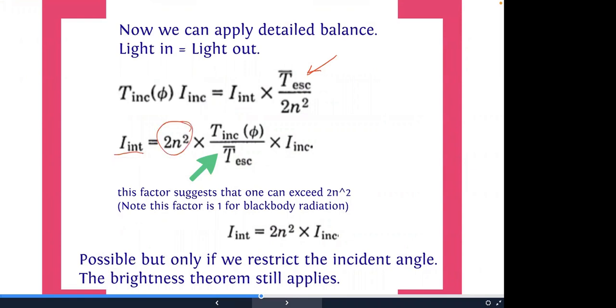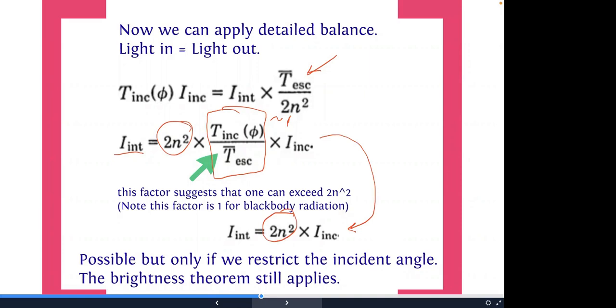Now we're going to assume that this term here is approximately equal to 1, which means the probabilities that light transmits through an interface in one direction or the other direction are equal. That's not always true, but it's approximately true. For black body radiation, you can show that it's actually true. So if you set that to 1, you get a relatively simple expression that your intensity inside the material is 2n squared times the intensity outside the material, which is nice because it's the exact same intuition we thought about in the beginning of this lecture.